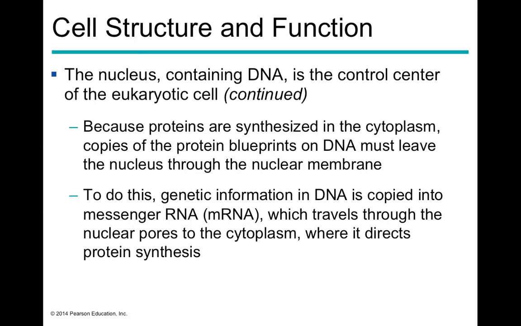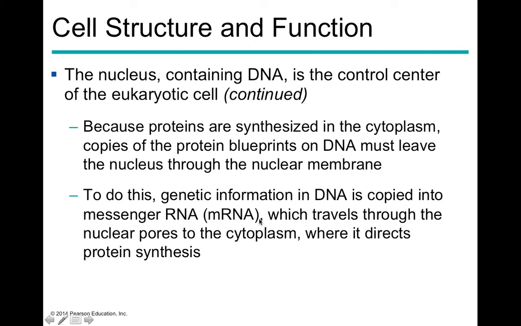So in order for them to get to the point where they're going to be able to be created, they have to first leave the nucleus. All right, they have to do that going through the nuclear membrane. They'll go through those nuclear pores. But because DNA is not allowed out, we have to make that Xerox of it first. And that Xerox in this case is going to be messenger RNA.